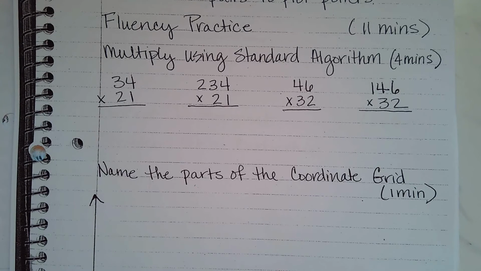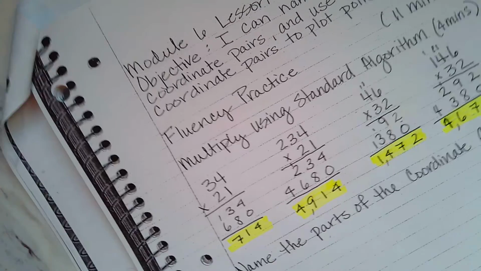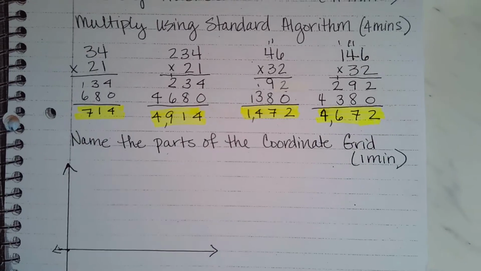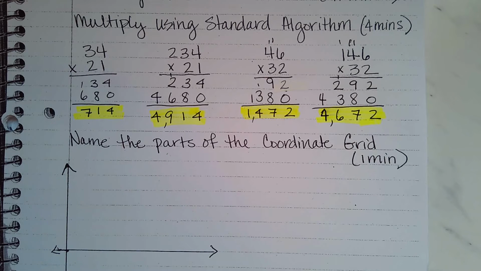Go ahead and multiply using standard algorithm and then come back and check your work. Okay, check your answers to see how you did. 714, 4,914, 1,472, 4,672. All right, moving now on to name the parts of the coordinate grid.